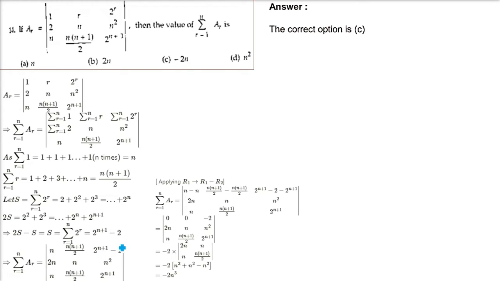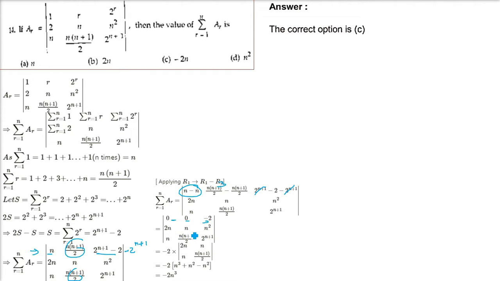Now we'll do row 1 minus row 2. Or you see, row 1 minus row 3 is a good idea. Why? Because we have n in row 1, and in row 3 also we have n. So if we subtract row 1 minus row 3, n minus n is going to be 0, n into n plus 1 by 2 and n into n plus 1 by 2, that is going to be 0, and 2 raise n plus 1 minus 2 minus 2 raise n plus 1 will come. So minus 2 raise n plus 1, this gets cancelled, it will be negative 2 here. This is negative 2. Okay.